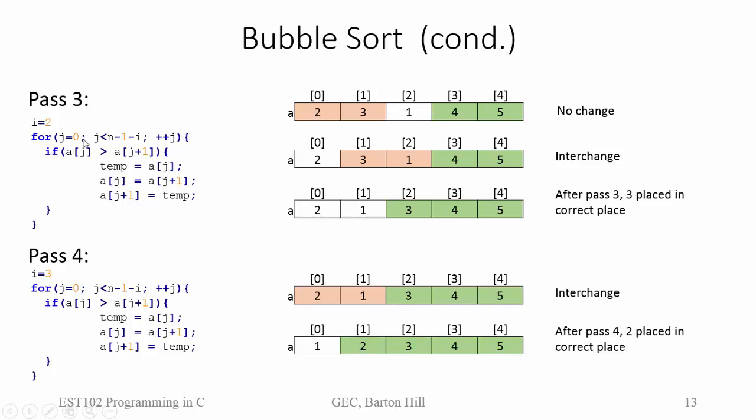So 0 to n minus 2 means there will be n minus 1 comparisons, but after each pass we will be getting the largest element at the end. As the pass increases, the number of comparisons required decreases by 1. That's why j less than n minus 1 minus i is given. So remember about this code.